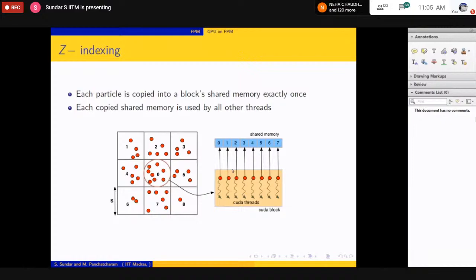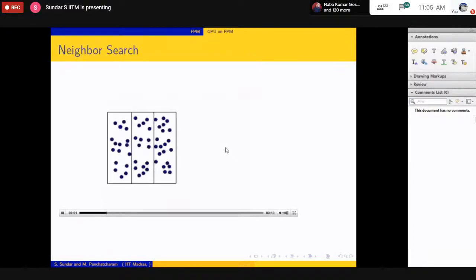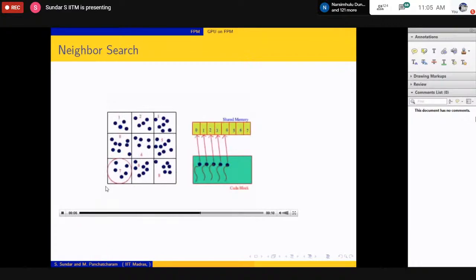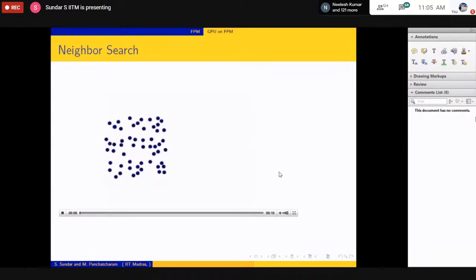Now we put these blocks into your CUDA threads, which is a CUDA block. A block will have CUDA threads, and the red points will go to this one, which in turn will have information in the shared memory. Now you see that every domain, the block, is going into this one. It's only a demonstration of a CUDA block and how the information is shared. So now we go to the neighbor search.